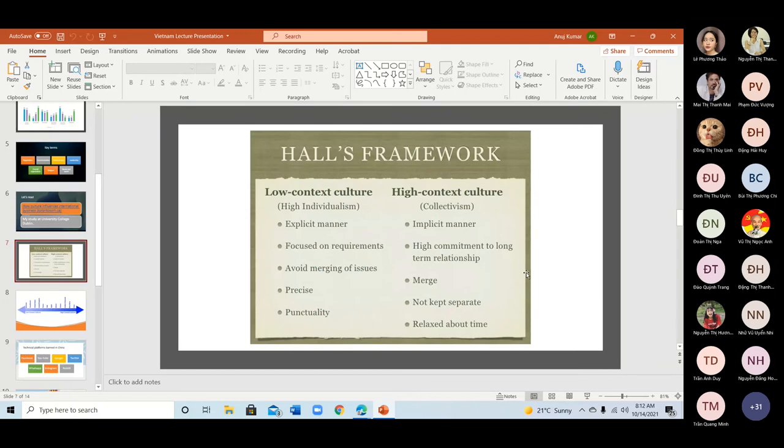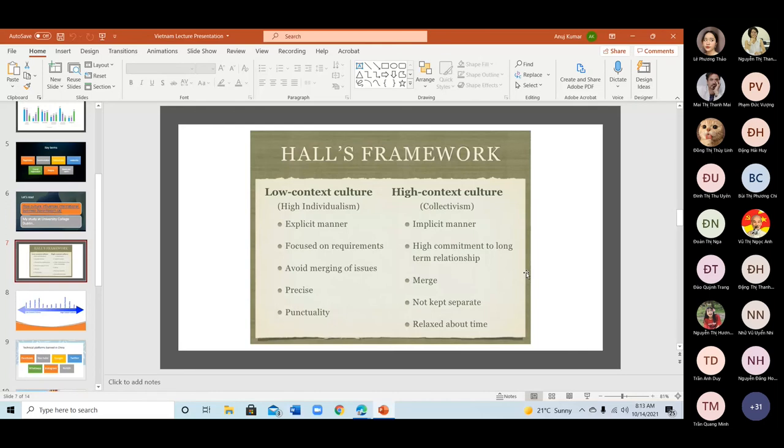Then there is a whole framework which I was talking to you about, another model to understand the cultural differences. Certain countries are low context cultures, highly individualistic. Certain countries are high context cultures, they are collectivist. High context, like India, China. In low context culture, people talk in an explicit manner, focused on requirements, avoid mixing of issues, very precise, very punctual. In high context, they are implicit in manner, with high commitment to long-term relationships. They mix with each other well, not kept separate, relaxed about time.